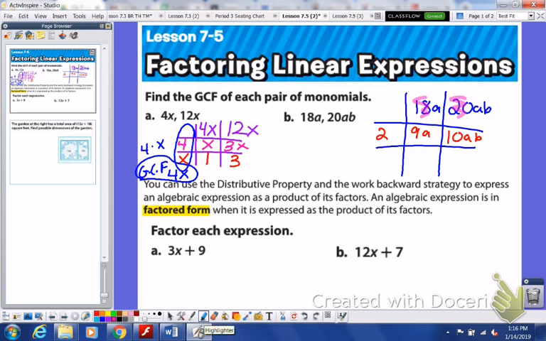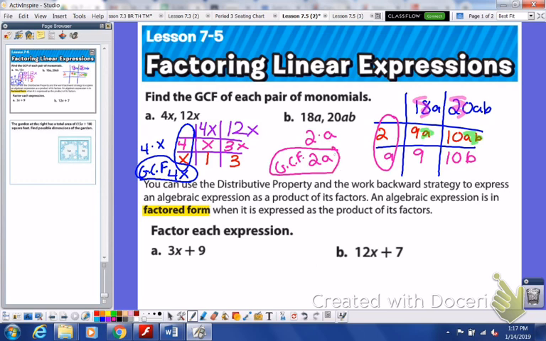Now let's take a look at our variables. We have an a, we have an ab. They both have an a in common, so divide out an a. 9a divided by a leaves us with a 9. 10ab divided by a leaves me with a 10 and a b. Notice my a's factored out of each of them. So again, multiply what's out here: 2 times a leaves me with a GCF of 2a.